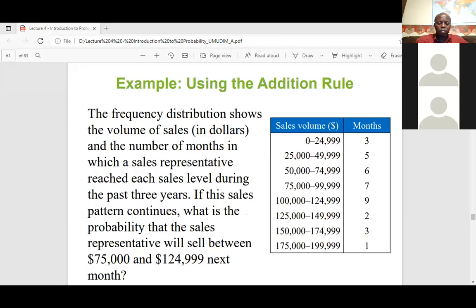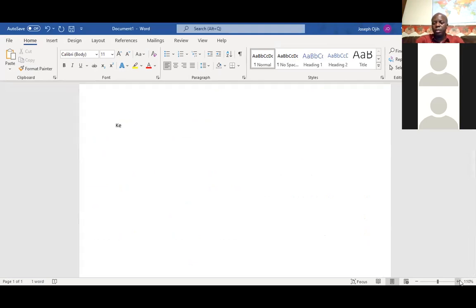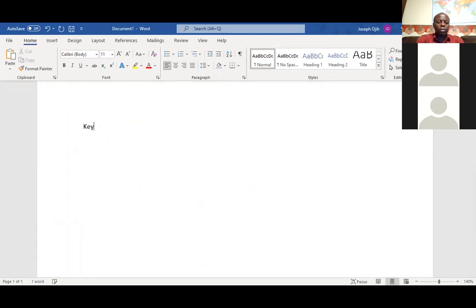I will share my screen so we can begin from where we stopped last week. Last week we stopped at addition rule. Let me refresh your memory by explaining what the addition rule is again. So the addition rule, the keyword is OR. When you see the OR, you know you're gonna use addition rule.